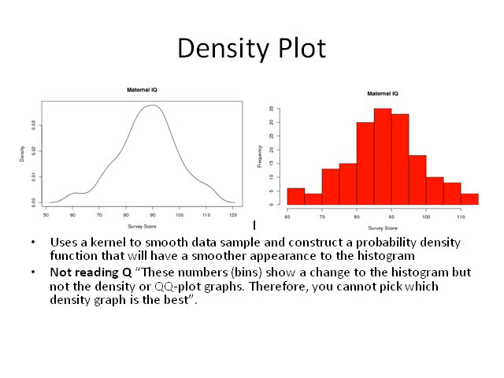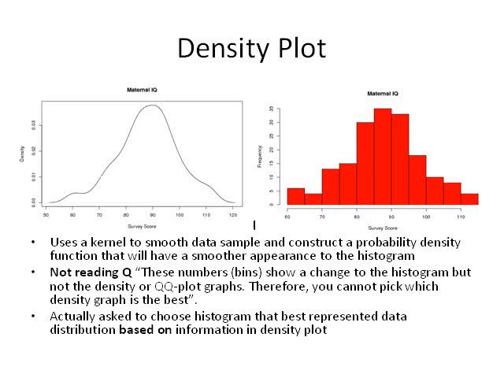Sometimes students will answer what they think the question is and not the actual question. These numbers, the bins, show a change to the histogram but not the density or QQ plot graphs. Therefore you cannot pick which density graph is the best. But actually that's not what the question was about, is it?